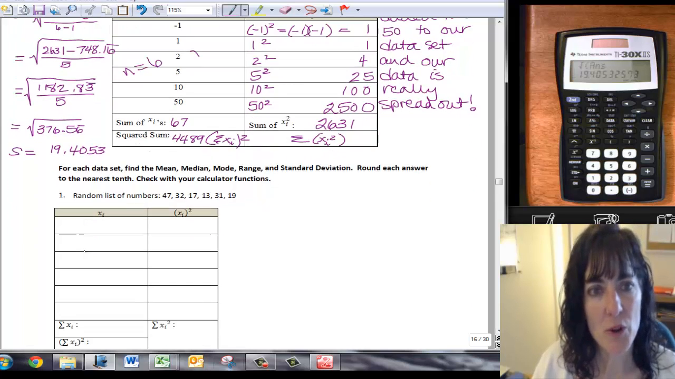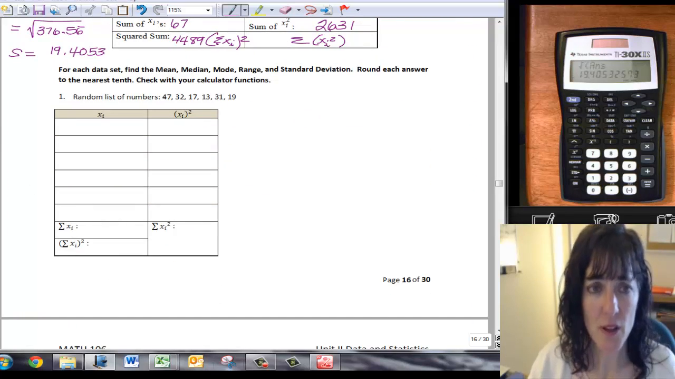Okay, several for you to try here. Give them a shot, and I will have problems worked out for you to check if you have any errors.